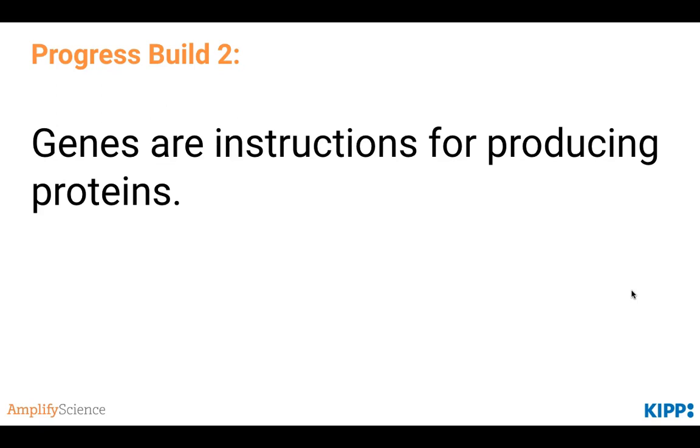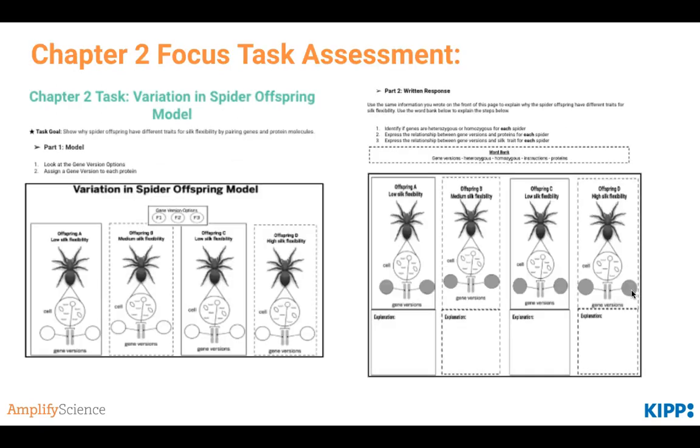By the end of chapter 2, students should have learned that genes are instructions for producing proteins. This is an example of the Chapter 2 focus tasks that your kiddos will be asked to complete by the end of this chapter. Take your time now to complete this on your own. You can press pause. When you're ready, press play to check your answers to our exemplar on our rubric. Good luck. I know you got this.